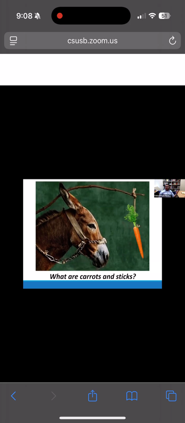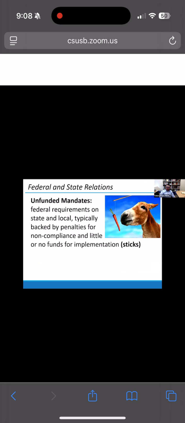forward. The federal government has carrots to incentivize, to induce state and local governments to do what it wants, but it also has sticks, punishments. So in terms of sticks, the most notable one is unfunded mandates. Federal requirements on state and local governments, typically backed by penalties for failure to comply. And they come with very limited funds for implementation.